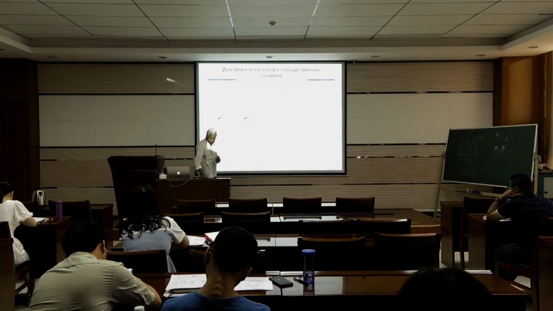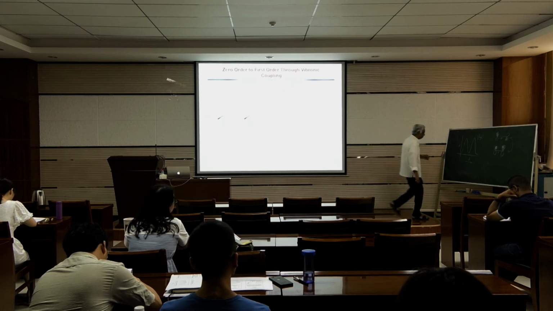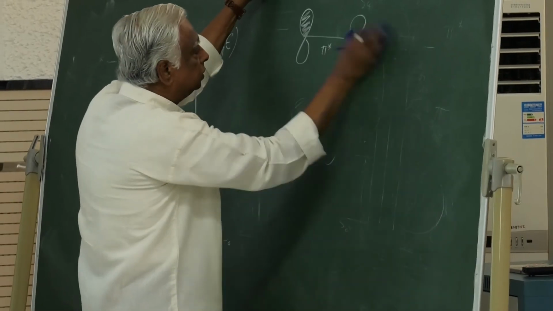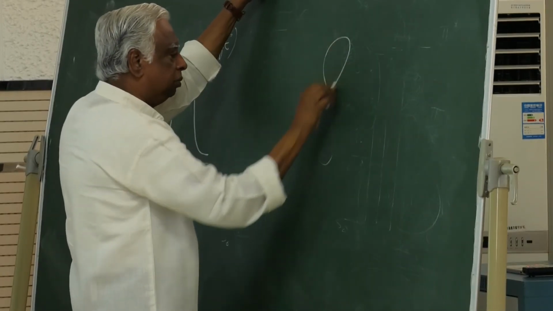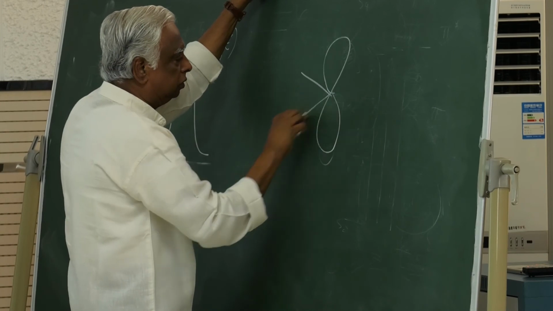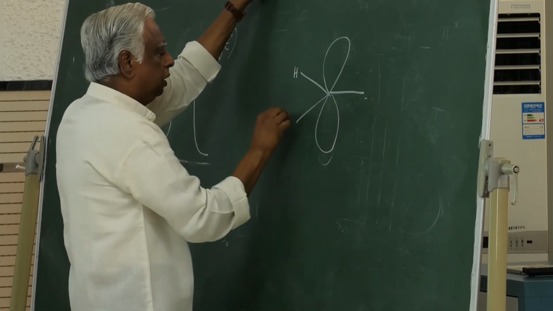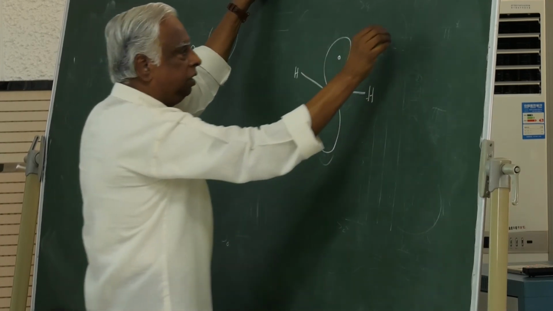So for example, look at this. This is the P orbital. And if you have something like this, so this is the hydrogen carrying one electron here. This is the CH3 radical.